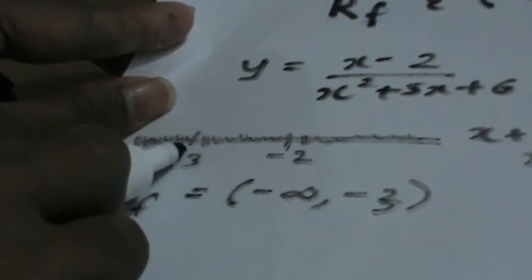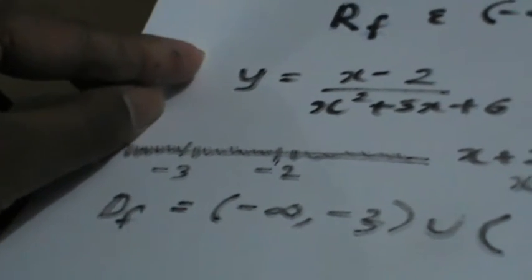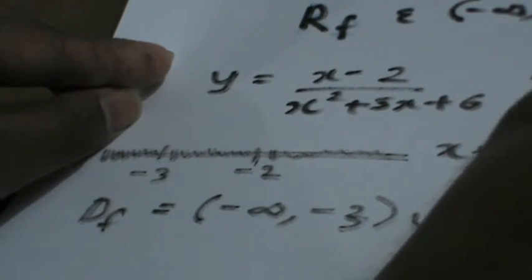So my domain of the function will be from negative infinity to minus 3, union, which means you have to include this part as well, from minus 3 to minus 2, where both those values are not included because they can't be equal, union, you have to include the next part from minus 2 to positive infinity.